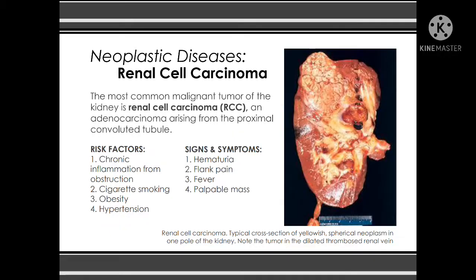So next is the renal cell carcinoma, the most common malignant tumor of the kidney. So this is 2 to 3 times more frequent in men. So it is an adenocarcinoma arising from the proximal convoluted tubule. So the risk factors for this RCC are chronic inflammation from obstruction, cigarette smoking, obesity, and hypertension. The signs and symptoms of a renal cell carcinoma include hematuria, flank pain, fever, and palpable mass. So the CT scan is most useful in demonstrating the density for the renal cell carcinoma.